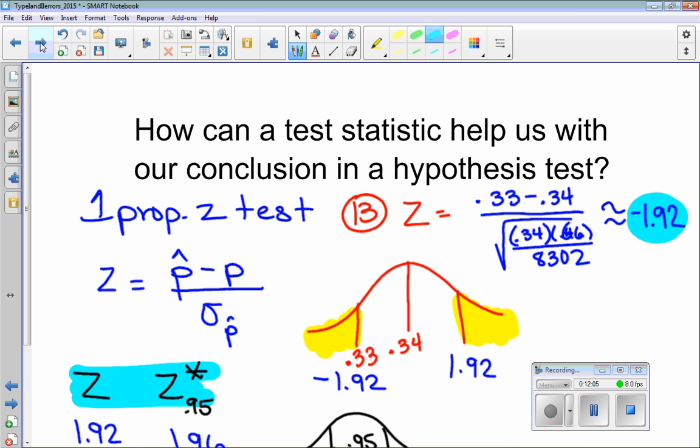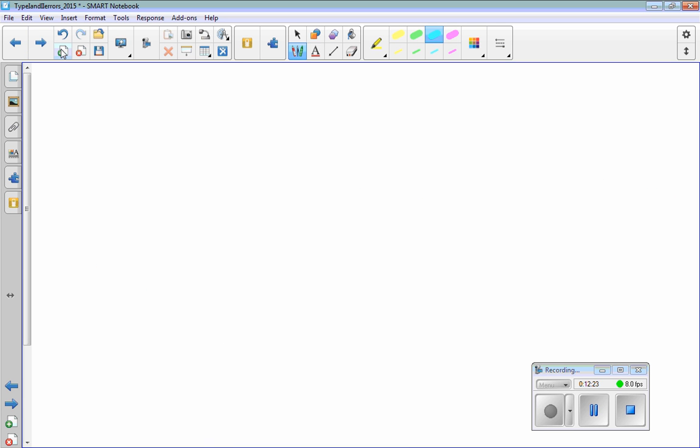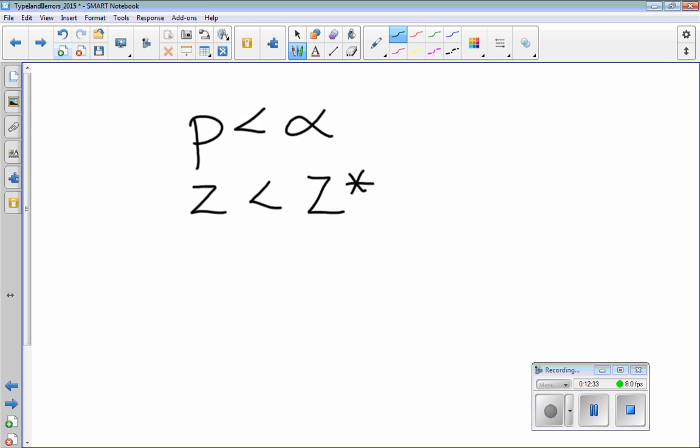But the point I'm trying to make is that in a one-tailed test, which doesn't really apply here, you can compare your test statistic to your critical value of z, just like you would compare a p-value to an alpha. So let's write that together as a sentence. You probably should write it in your notes. You want p to be less than alpha and z to be less than z star. If either of these things happen, we would reject the null hypothesis.